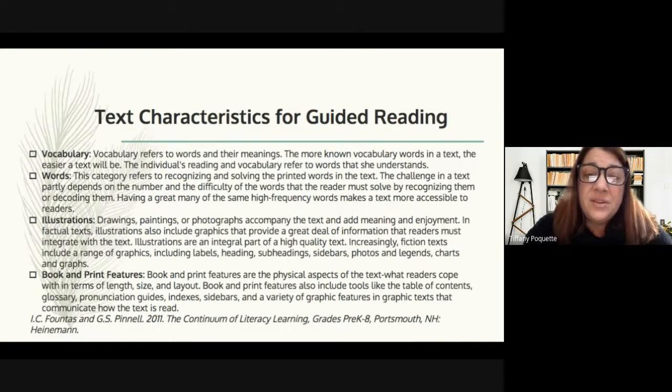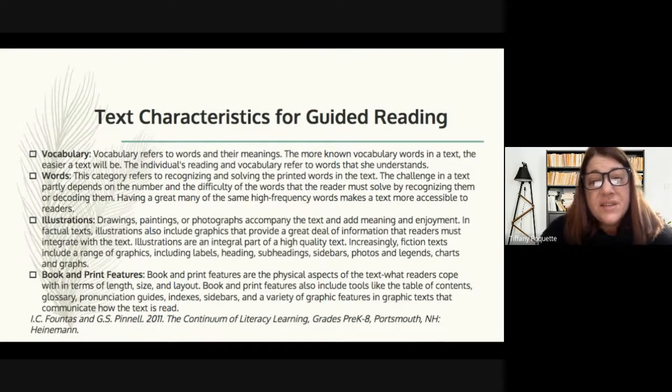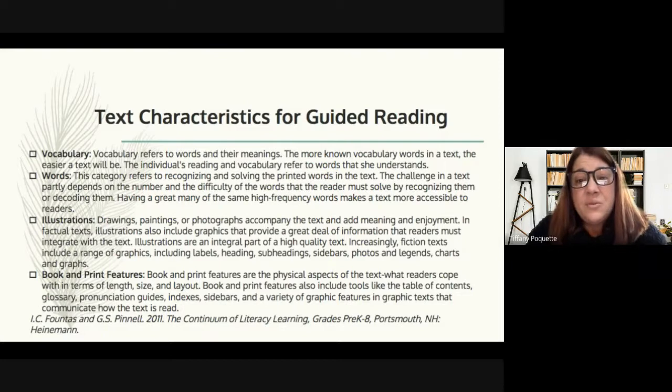Book and print features. Book and print features are the physical aspects of the text, what readers cope with in terms of length, size, and layout. Book and print features include tools such as the table of contents, glossary, and a variety of other graphic features that communicate how the text is read. And these 10 characteristics were from the Continuum of Literacy Learning, which is a wonderful resource that we use, developed by Fountas and Pinnell.